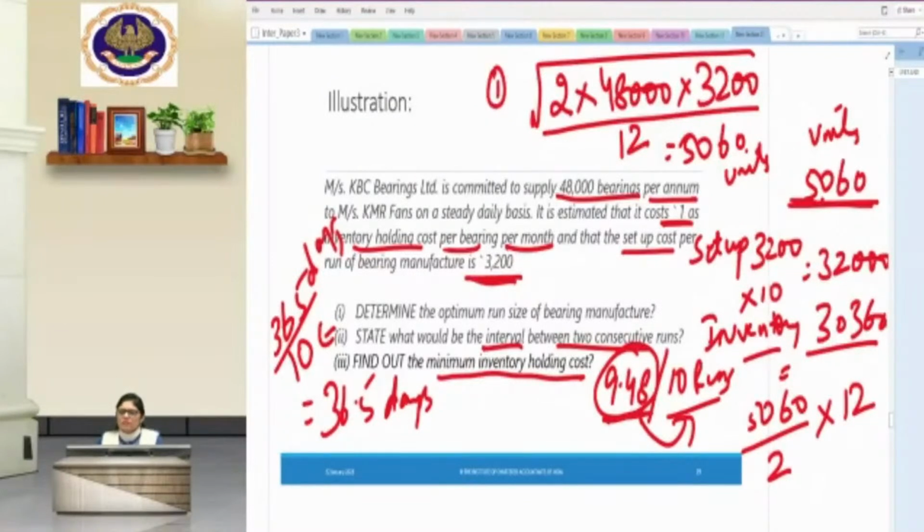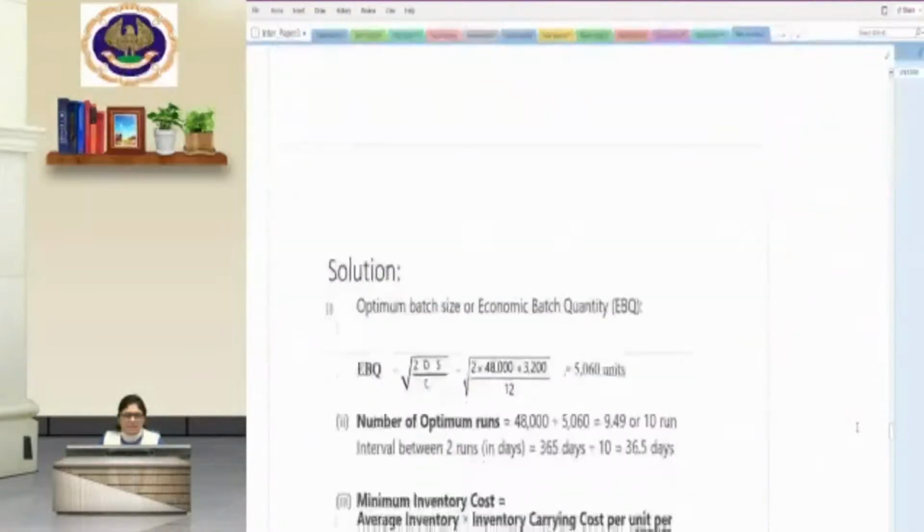So the total minimum inventory holding cost will be the total. All right. Or 3,360 also you can calculate. Any doubts so far? Yes. So let us see how it is calculated.